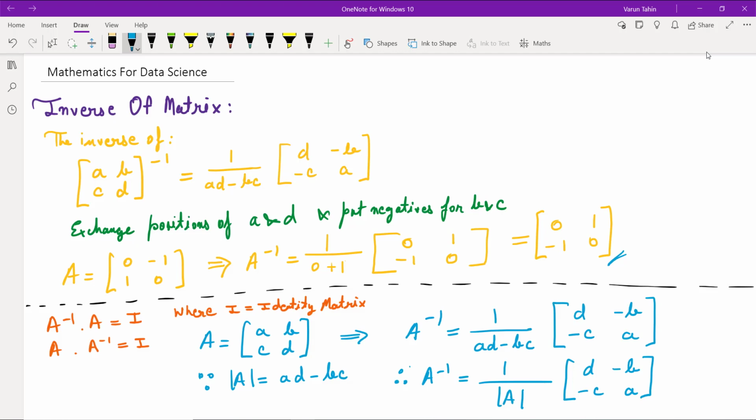Now we have spoken about this earlier also, that when we multiply A by its inverse, we will get the identity matrix. And as we have spoken in this session, A inverse represents 1 upon (AD minus BC) multiplied by the matrix obtained by exchanging the positions of A and D and putting negatives for B and C. We can clearly notice that AD minus BC represents the determinant of A, and therefore the inverse of A can be represented in terms of its determinant also.